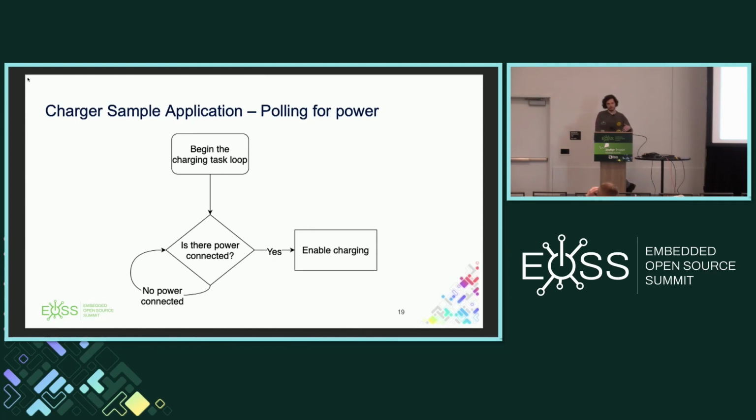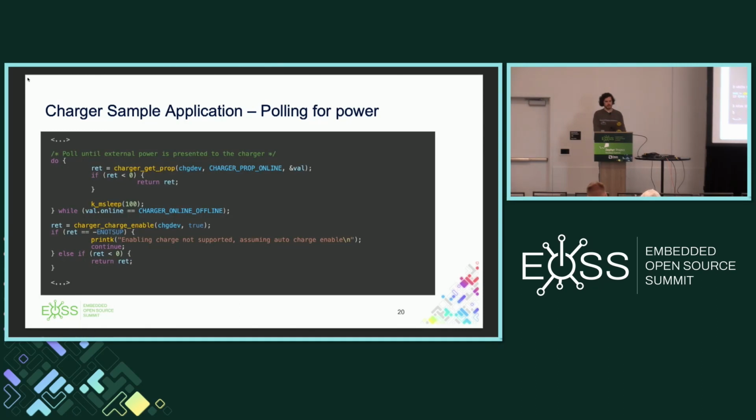So we enter the task loop, we've probed, we've initialized, and the first thing in the charging task that we ask ourselves is, is there power connected? If not, don't do anything, wait a while and see if there is power connected. If so, try and charge the battery. This is what it looks like. Just grab that charger online property, and if it's online, hop out of that infinite do-while and hit the charge enable handler and try and charge the battery.